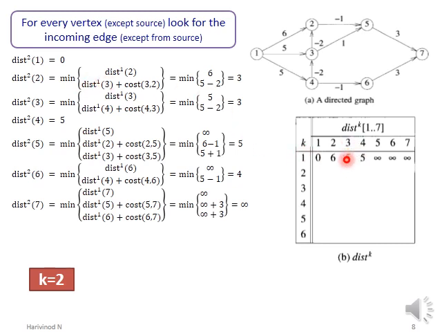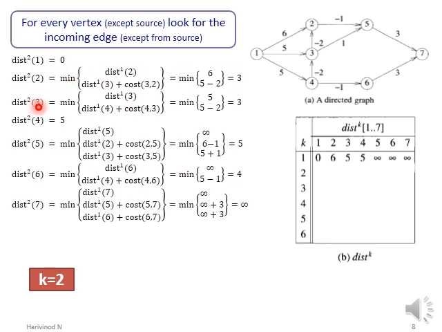Distance of 3 is 5 here. Earlier it is 5 plus minus 2, so that gives us 5 minus 2. We can see that the earlier value of distance 2 is 6. Now we got 5 minus 2, that is 3. So the minimum among that, earlier as well as by including the incoming edge from 3, is 3.